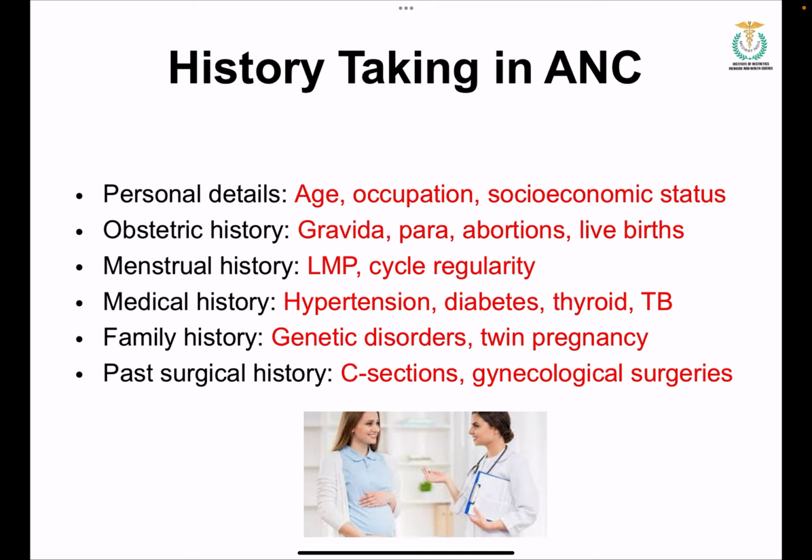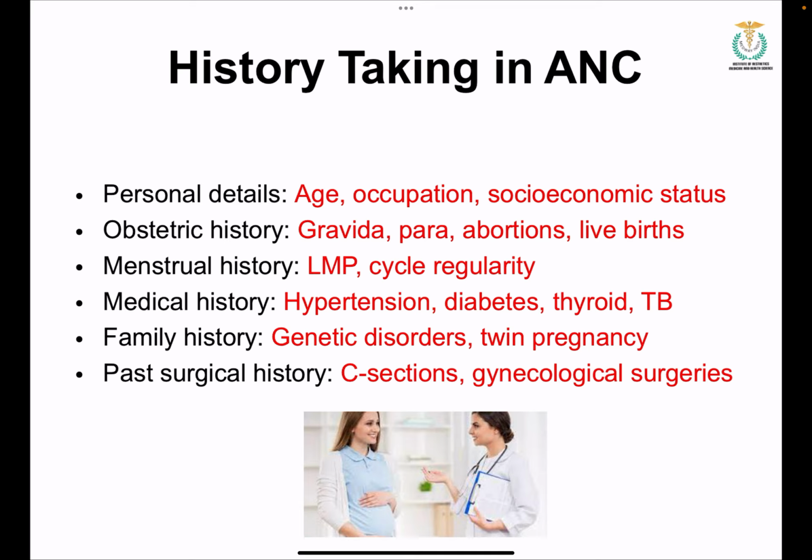Next is history taking in ANC. What all things should you consider about the patient during the antenatal care checkup? When a pregnant woman comes for the antenatal checkup, the very first and most important step is detailed history taking. First, we ask for personal details like age, occupation, whether the patient is working or not, socio-economic status, and background.